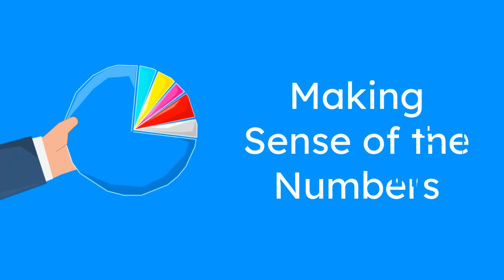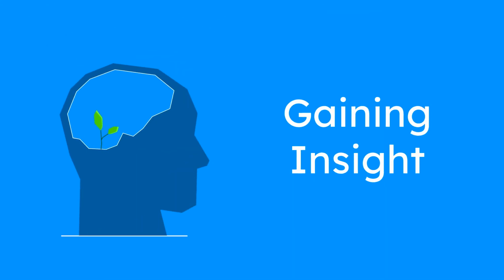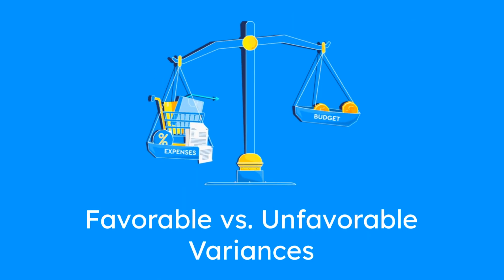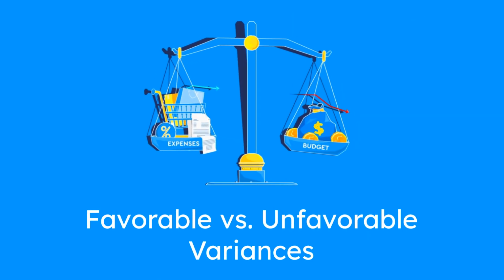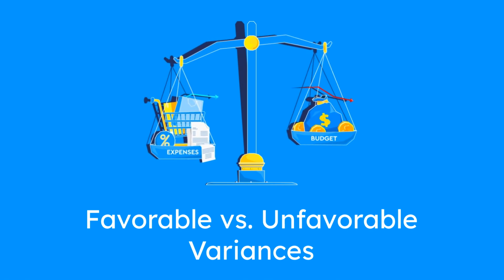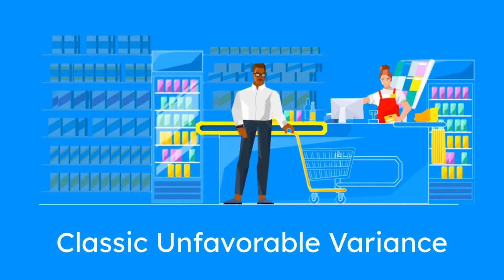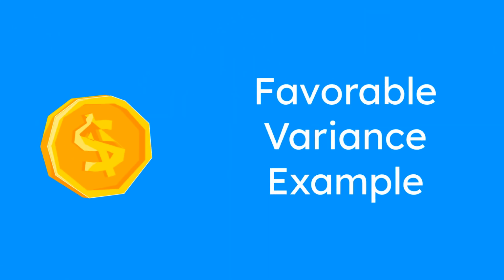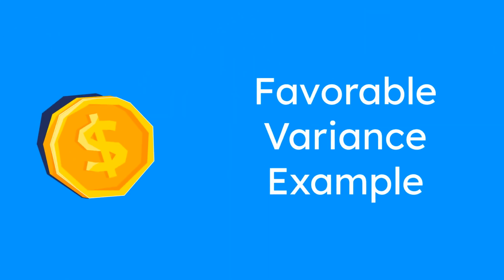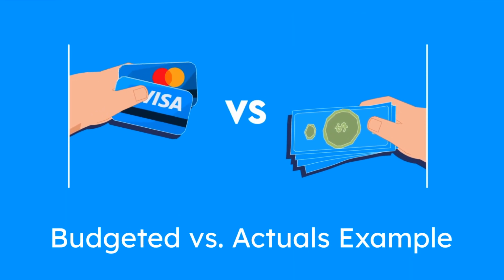Section 4. The so what, making sense of the numbers. So, what do all these numbers mean? This is where the real insight begins. Variances are either favorable or unfavorable. An unfavorable variance is when things turned out worse than planned, like spending more or earning less than expected. That $75 grocery overspend is a classic unfavorable variance. A favorable variance is when the outcome is better than planned, like spending less or earning more. If you budgeted $100 for gas but only spent $80, you have a $20 favorable variance.